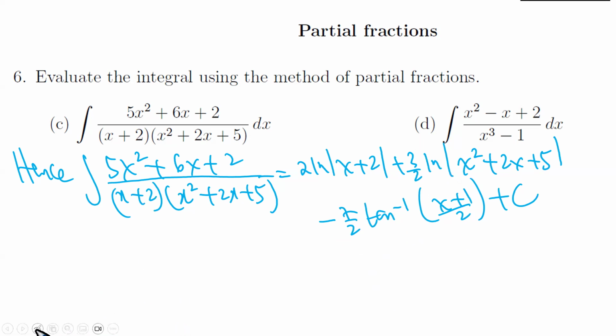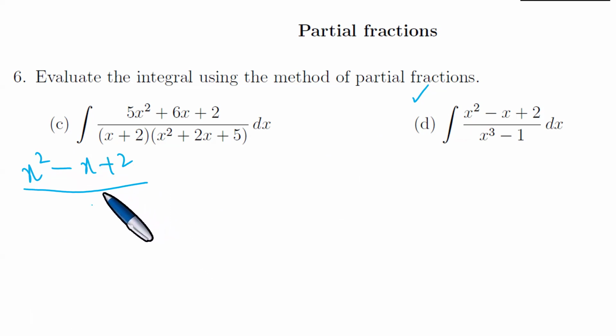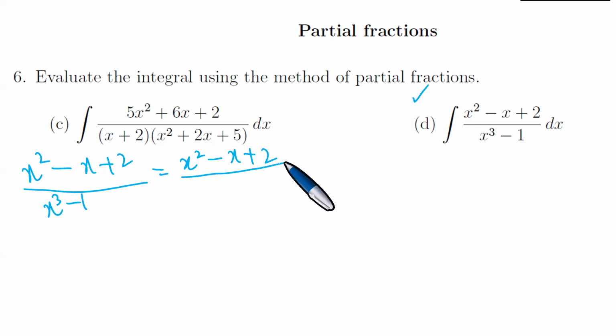Okay, now let's look at part D. You need to look at the partial fraction decomposition of x squared minus x plus 2 divided by x cubed minus 1. It's x squared minus x plus 2 all divided by, okay, if you have x cubed minus 1.